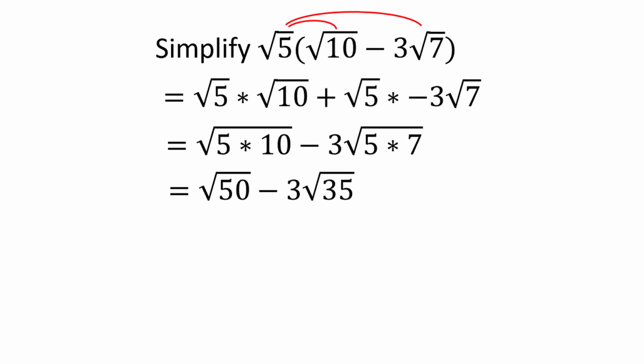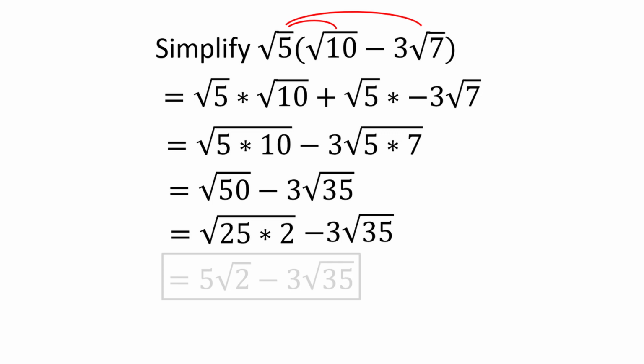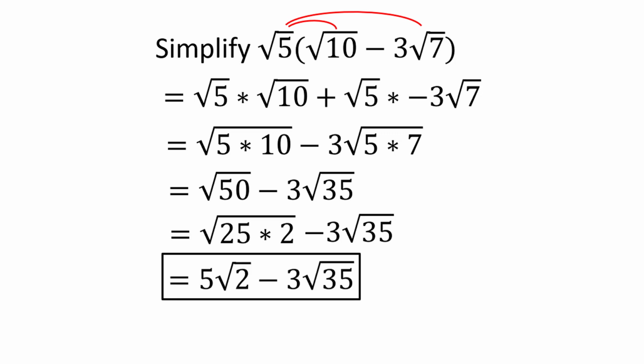Now we think about perfect squares that the inside of our square roots can be broken into. We can rewrite the square root of 50 as the square root of 25 times 2. But the square root of 35 does not have any perfect squares it can be broken up into. Simplifying, the square root of 25 is 5, so we have 5 square root 2 minus 3 square root 35. Since our two terms have different square roots on them, we cannot combine them, so this is our final answer.